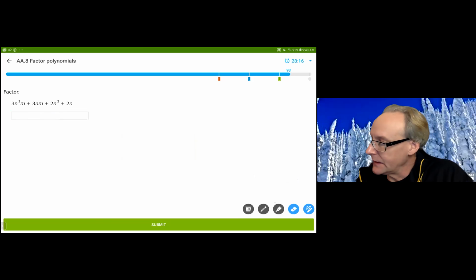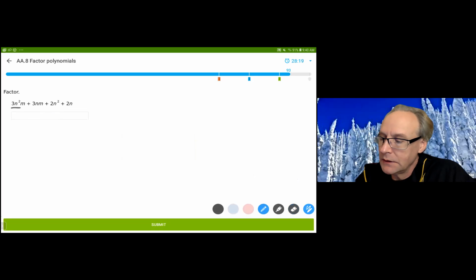Okay, looks like we've got a possible grouping situation here. Looks like we have a 3nm. So I'm going to take out a 3nm. And what's left inside is an n plus 1. And I want to get an n plus 1. And in order to get that, I have to take out a 2n.